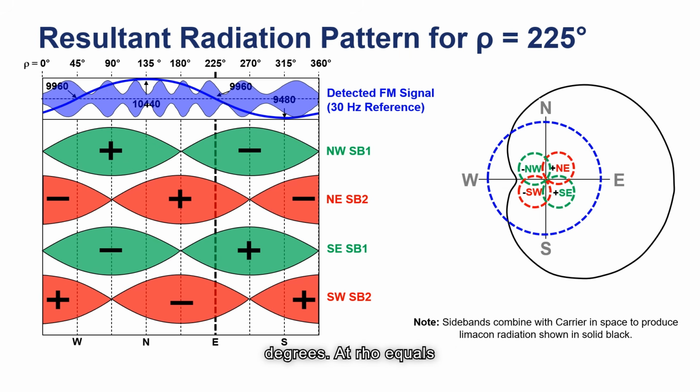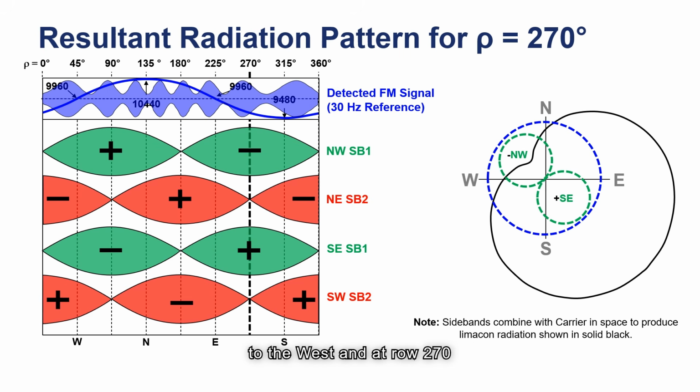At ρ equals 225 degrees, sideband 1 and 2 are radiating out of all antennas again. The northeast and the southeast antennas are in phase with the reference carrier, resulting in a maximum composite RF signal to the east. Since the northwest and the southwest antennas are oppositely phased from the reference carrier, it results in a minimum composite RF signal to the west.